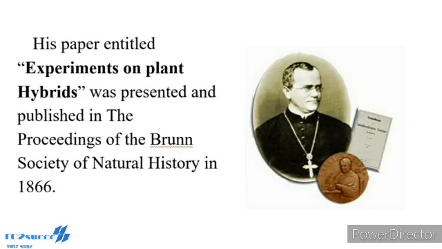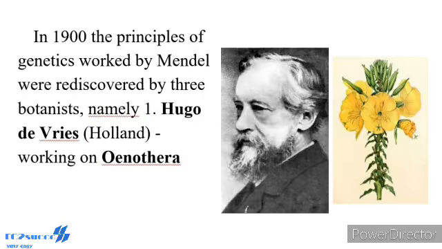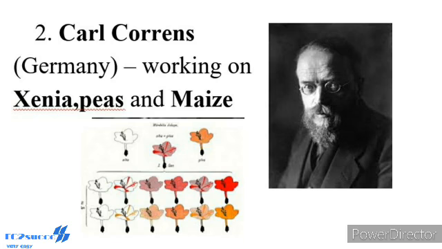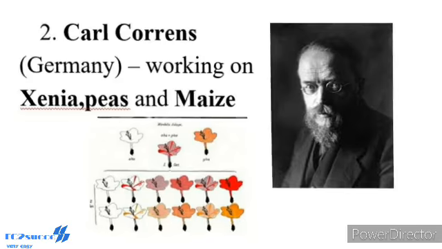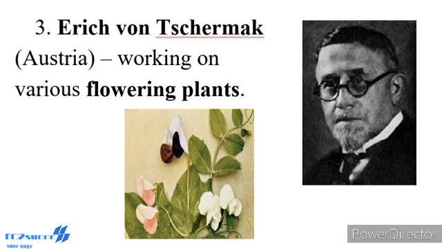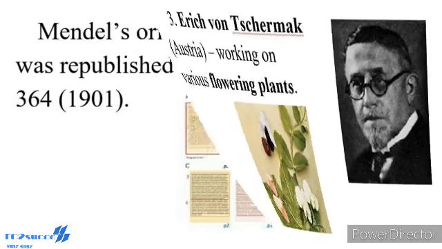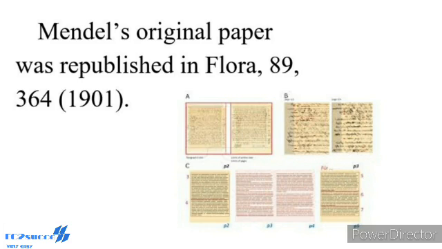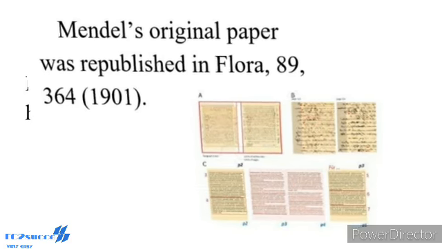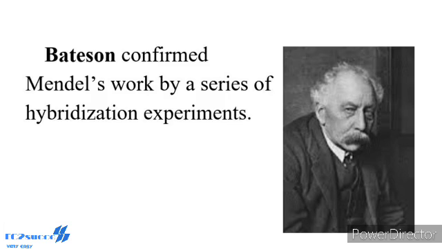His paper entitled Experiments on Plant Hybrids was presented and published in the Proceedings of the Brno Society of Natural History in 1866. Mendel was the best systematic researcher in the field of genetics. In 1900, the principles of genetics worked out by Mendel were rediscovered by 3 botanists: number 1, Hugo de Vries, Holland, working on Oenothera. Second, Karl Correns, Germany, working on Xenia, peas and maize. Third, Erich von Tschermak, Austria, working on various flowering plants. Mendel's original paper was republished in the Flora, 364, in the year 1901. Bateson confirmed Mendel's work by a series of hybridization experiments.